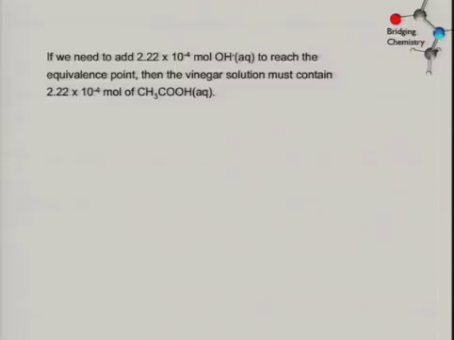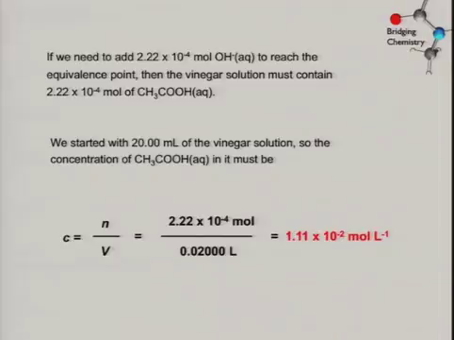So if we needed to add 2.22 times 10 to the negative 4 moles of hydroxide ions to reach the equivalence point, then the vinegar solution that we started with in our little flask must have contained 2.22 times 10 to the negative 4 moles of ethanoic acid molecules. Right? Must be the same amount because of that one-to-one ratio between those two reactants. And so the titration then enables us to work out the amount of ethanoic acid that was in our sample of vinegar.